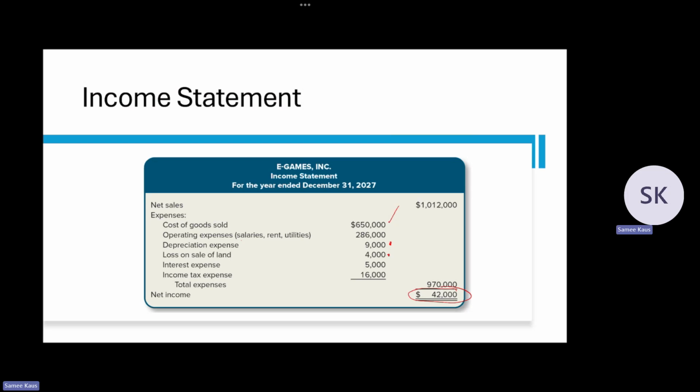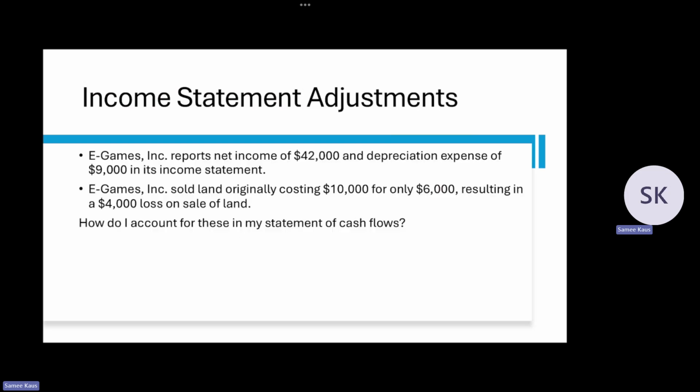Operating expenses. Well, I definitely pay salaries in cash and things like that. Interest expense, income tax expense, those all have cash associated with it. So I don't need to take care of it right now. Okay.